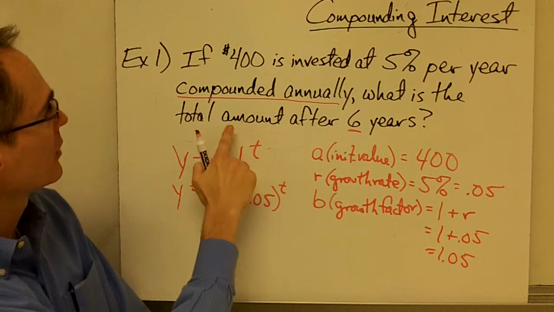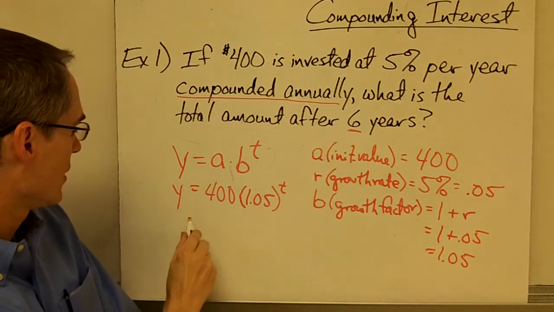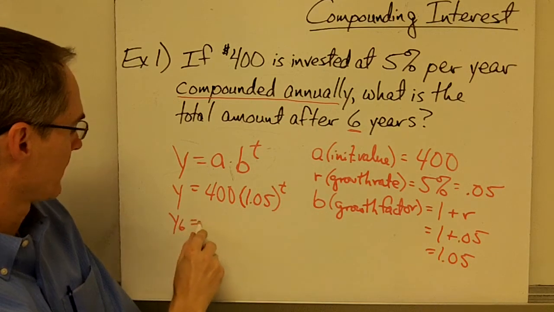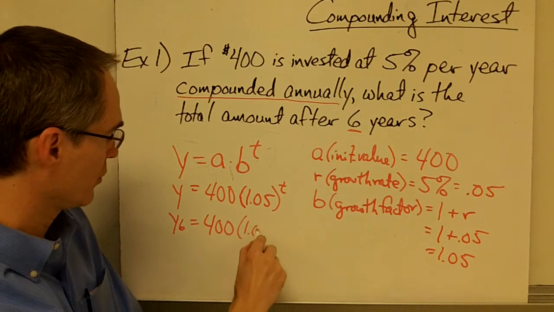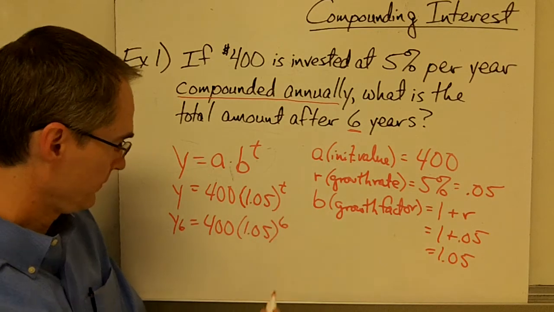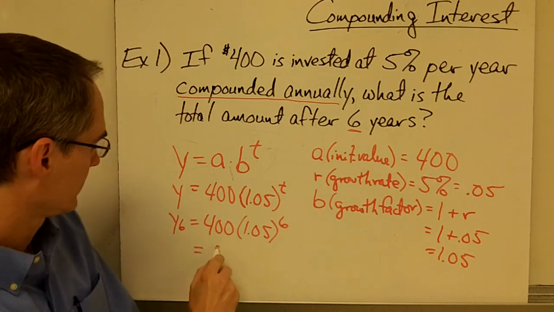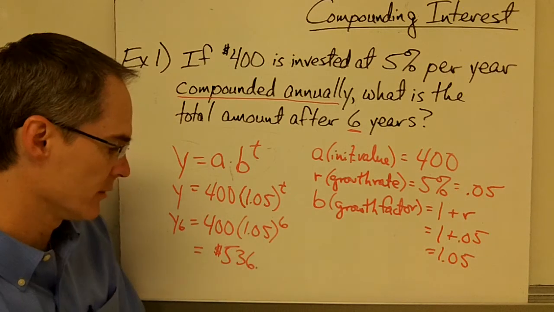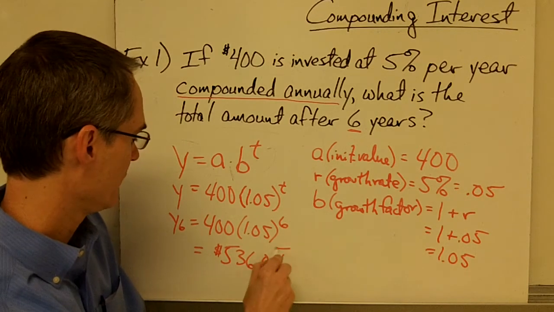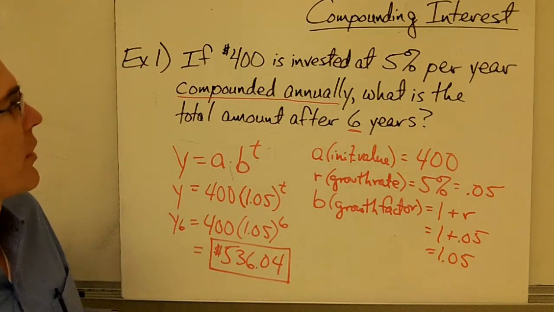Now, if I want to know the total amount of my investment after 6 years, well, I'm just going to calculate the value of y after 6 years, 400 times 1.05 to the power of 6. And if I punch that into my calculator, I get $536.04. All right. Okay, so far so good.